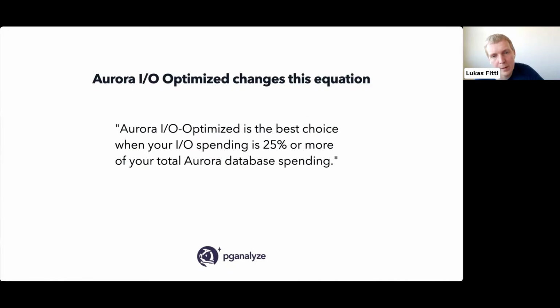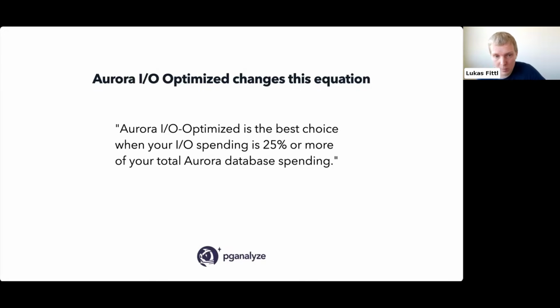Now, Aurora IO optimized is interesting because I think this is a good example of where AWS is good at listening to people, at least most of the time. I think what they saw is a lot of people liking Aurora, but being really struck by the cost of IO, like paying for individual IO operations. So IO optimized, they now recommend, when your IO spending is 25% or more of your total database spend, then you should use IO optimized.